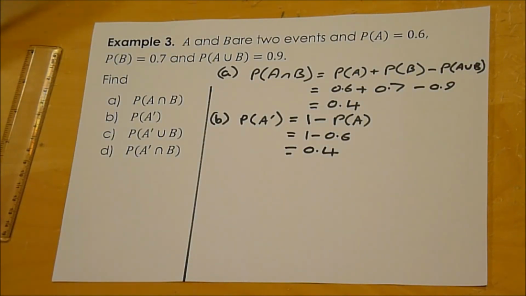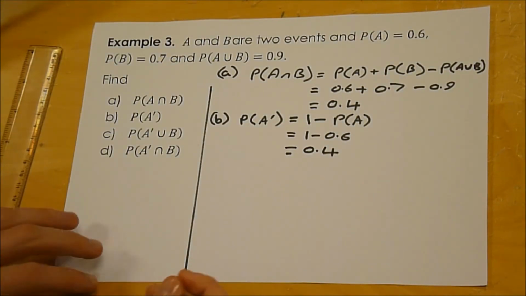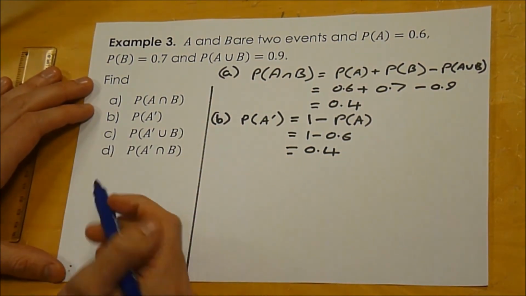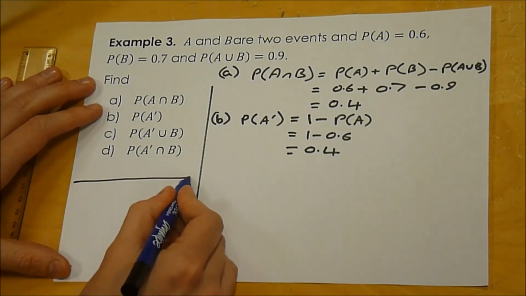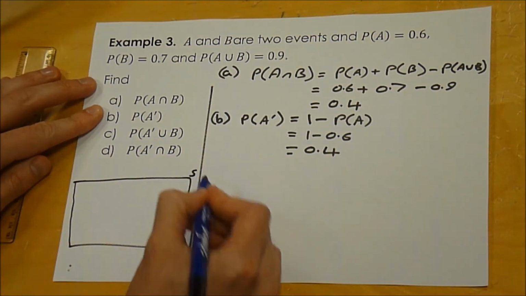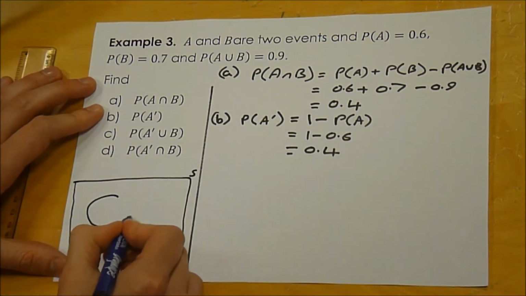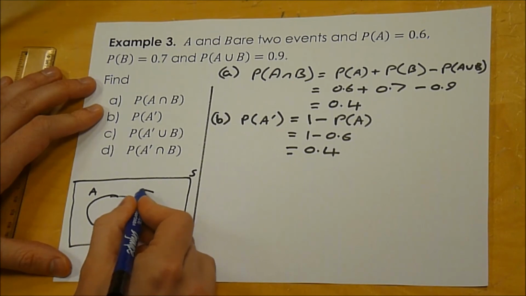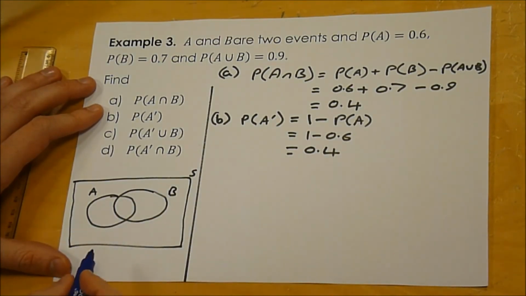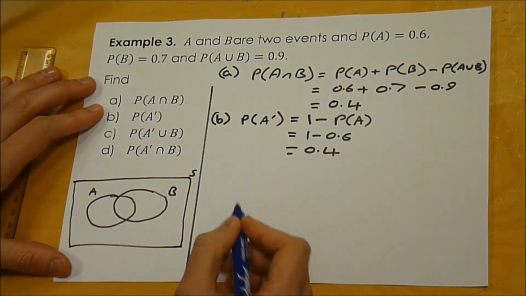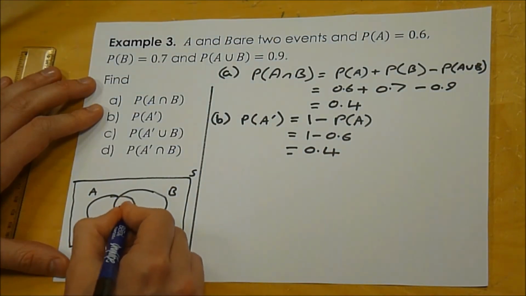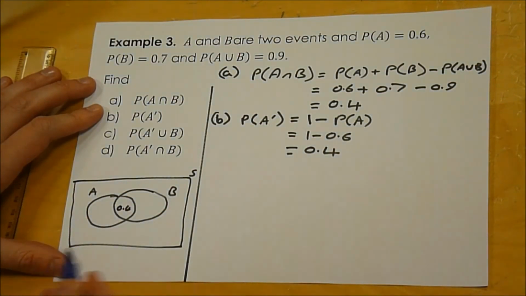Now, to tackle parts C and D, we have enough information that we can draw ourselves a quick sketch of a Venn diagram. So if I draw my space, my little S, and I've got event A and event B, when I've got information like this, it's usually easiest to start from the middle and work out. I know the probability of A and B is 0.4, so that's this bit in the middle. That's where A and B both occur.